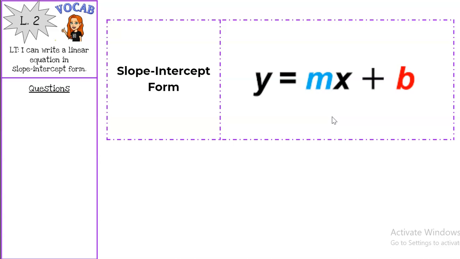We worked with this last unit, so this is a reminder, a refresher of something you already know. Slope-intercept form: y equals m, which you should remember stands for slope.